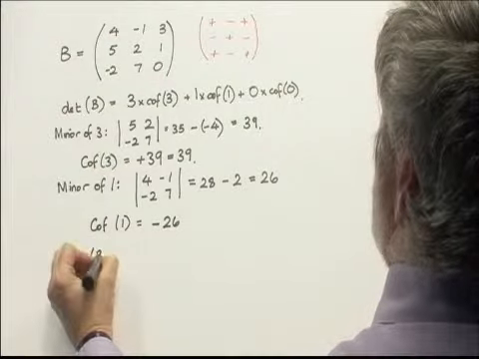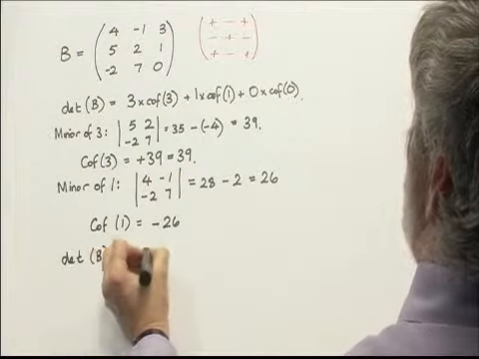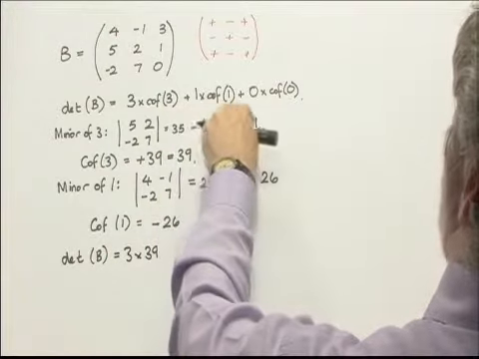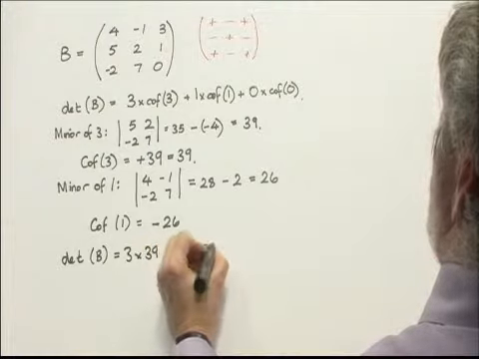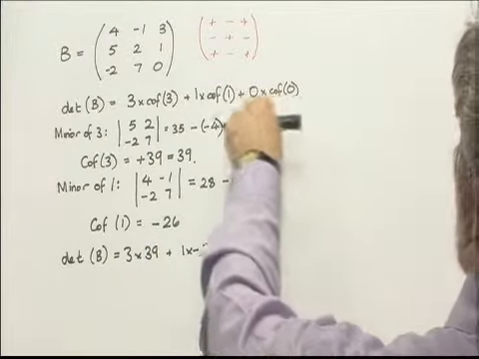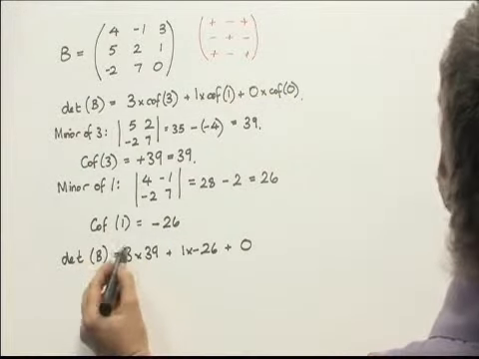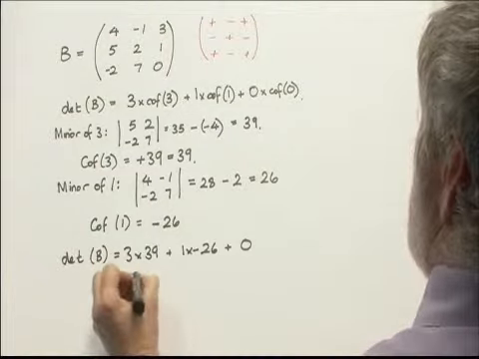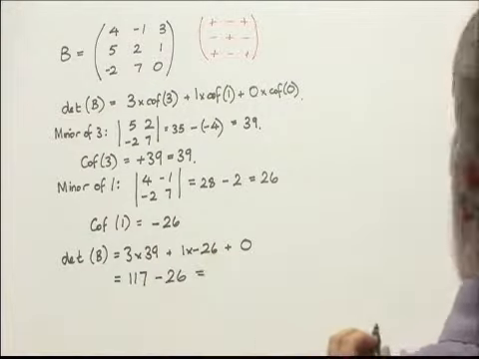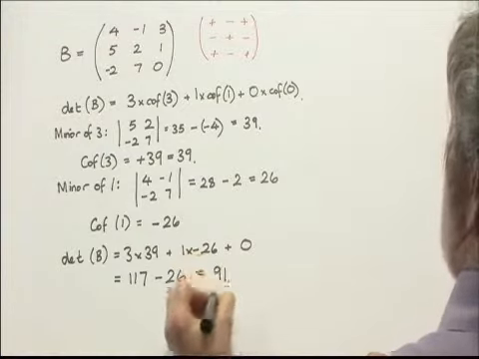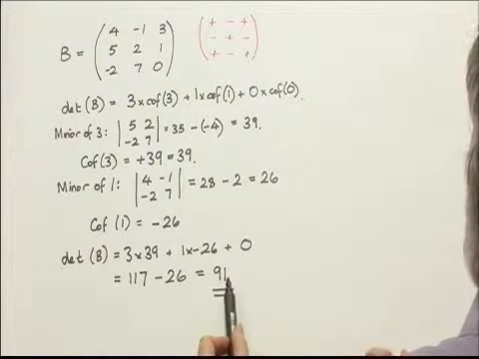The determinant of B is 3 times the cofactor of 3, so that's 3 times 39, plus 1 times the cofactor of 1, so that's 1 times minus 26. And then whatever the cofactor of 0 was, it gets multiplied by 0, so it's plus 0. So 3 times 39 is 117, 1 times minus 26 is minus 26, and so when we work that out we get 91. And so the determinant of this matrix is 91.